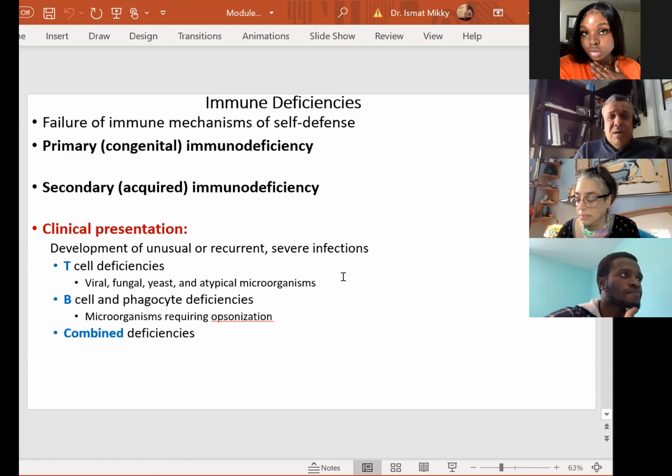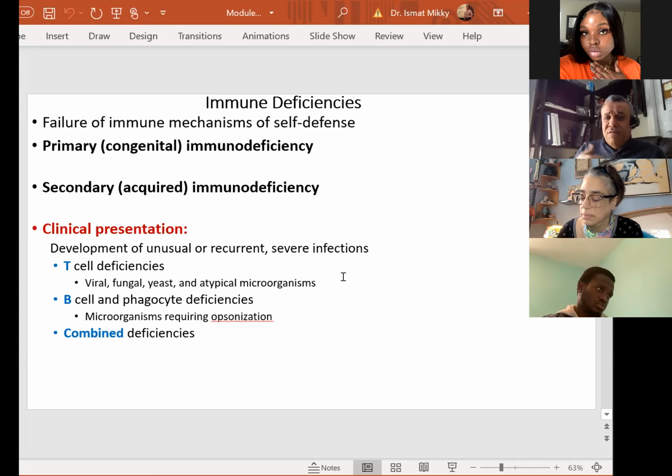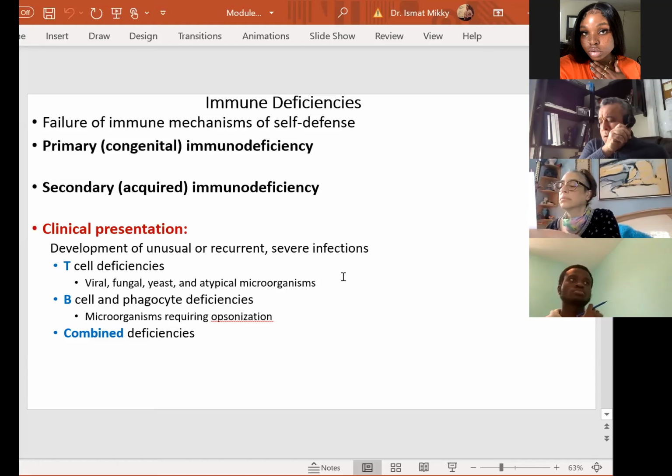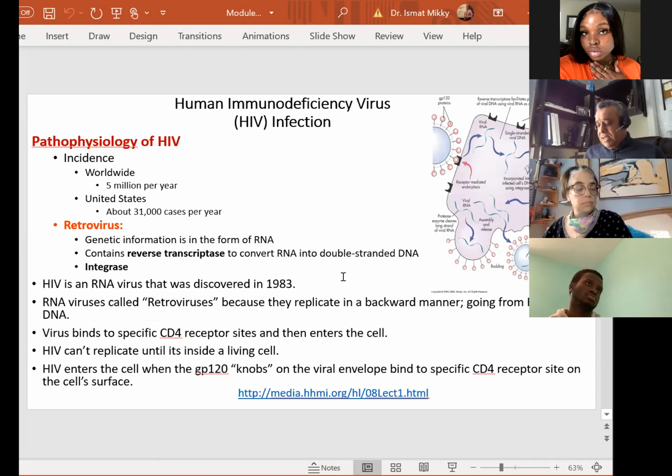Anyway, back to immune deficiency. When it's primary immune deficiency, then it's congenital. When it's secondary, it will be acquired immune deficiency, such as HIV/AIDS disease. That can affect both T cells, T lymphocytes, and B lymphocytes. And then we also have combined deficiencies as well.